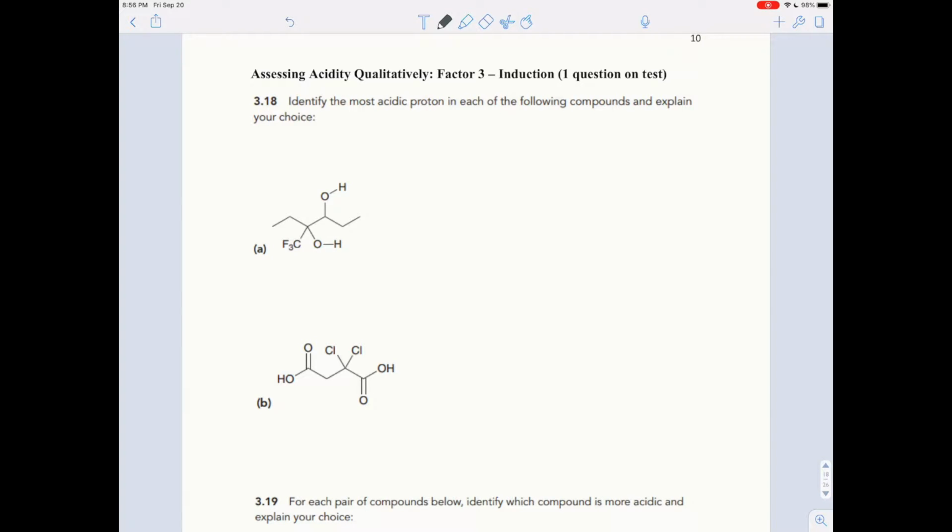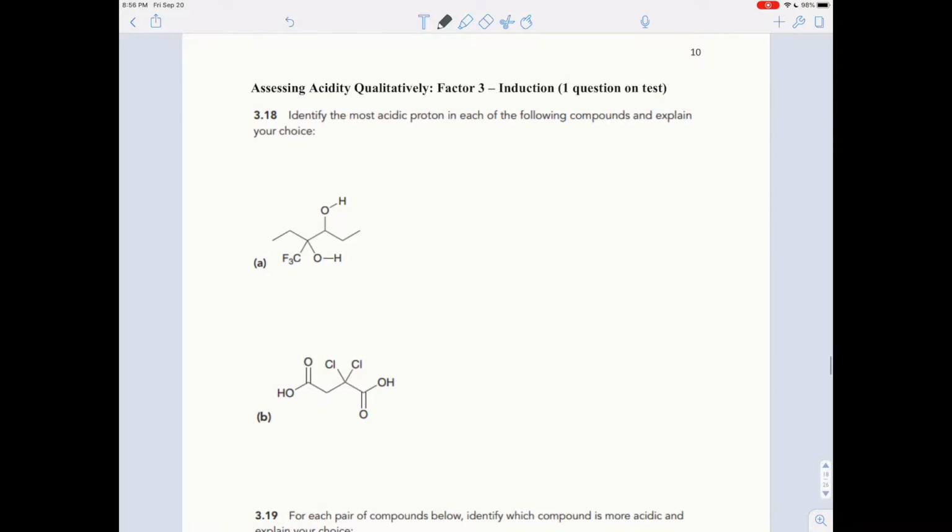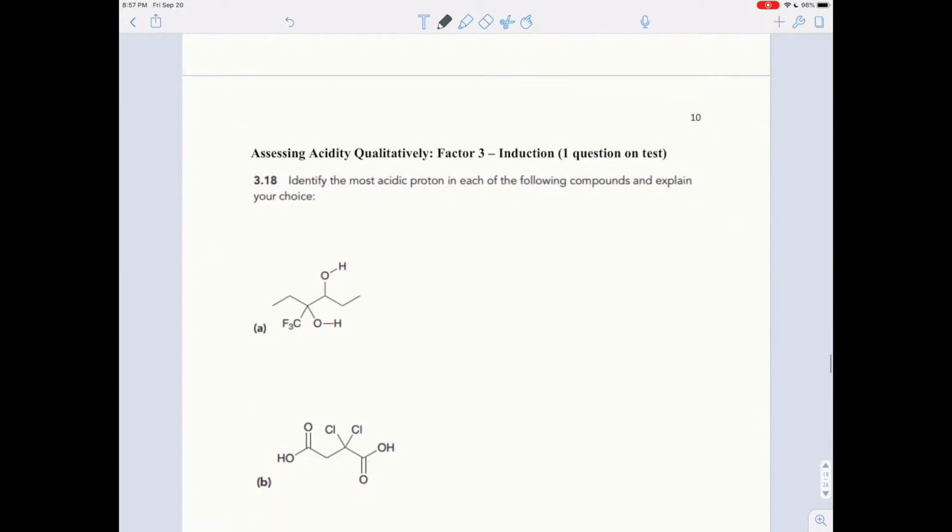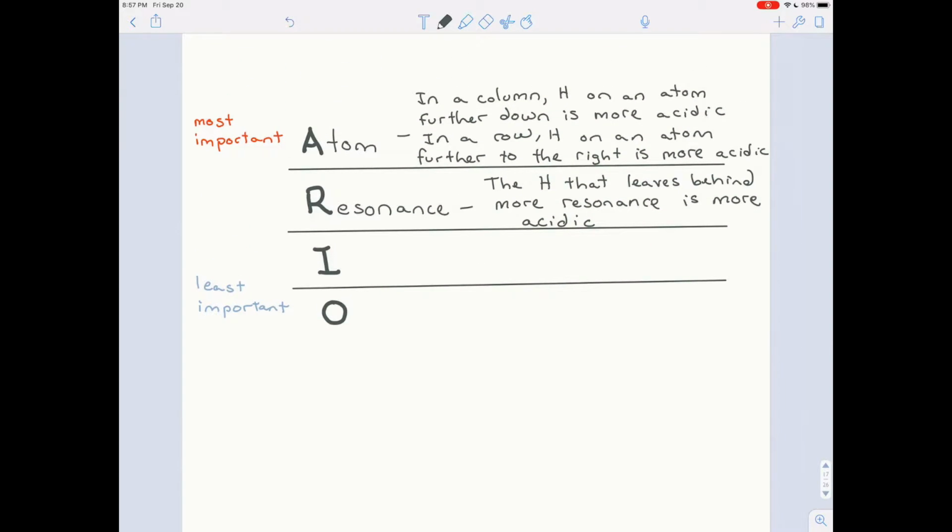Exercise 318 is introducing the third factor that you want to consider when you're qualitatively assessing which hydrogens are most acidic. That factor is something called induction. And remember, this REO rule of thumb is really a rule of thumb. There are exceptions to this. Not that I would ever give one on a test, but in life there are exceptions.